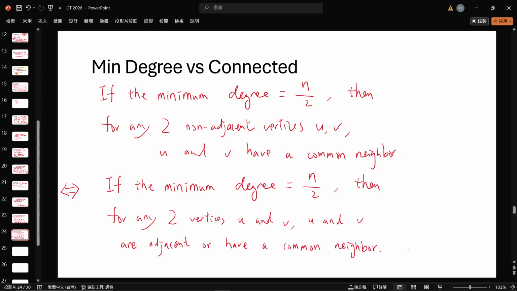So for U and V, there are two possible outcomes. Either they are neighbors or there's a common neighbor. These two outcomes can happen at the same time. So it's possible that U and V have an edge, and also they have a common neighbor. That's possible. So that's why I did not write either-or. It's just or. So both can happen.